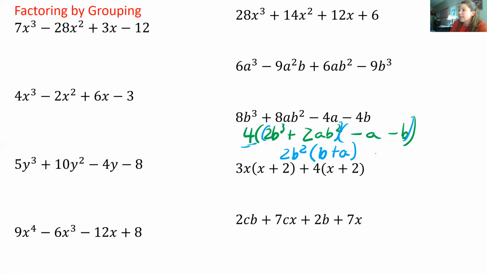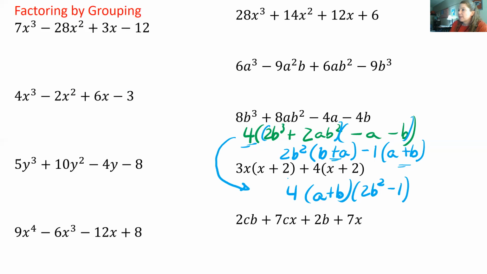And then here, these are both negative terms. I'm going to pull out a -1, and that would make them both positive. Now, do my parentheses match? Yep, they're both positive a plus b, or b plus a. I could rewrite this because the commutative property tells me I can put the addition problems in different orders. I get the same answer. So my final answer is a plus b times 2b squared minus 1, and then don't forget that 4 we started with. That is my final answer.